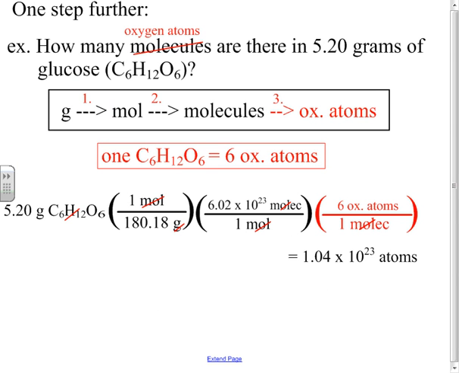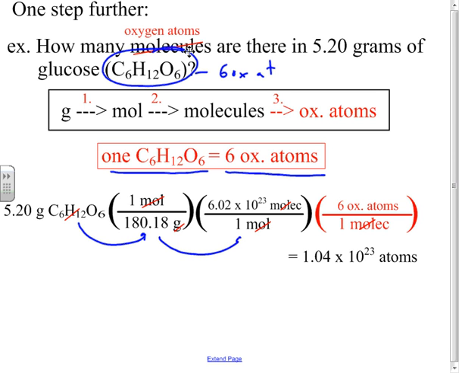And for every 1 mole of glucose, there's 6 oxygen atoms. So one more equivalent, 1 molecule of glucose equals 6 oxygen atoms. So grams to moles by dividing by the molar mass, moles to molecules by multiplying by Avogadro's number, and then molecules to atoms of oxygen by multiplying by the number of oxygen atoms per molecule.